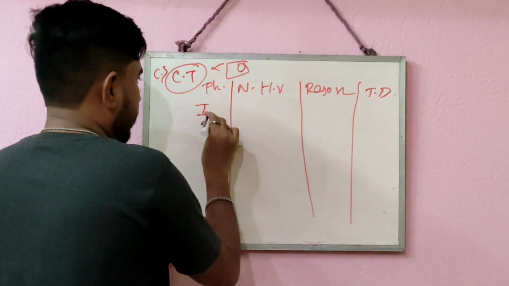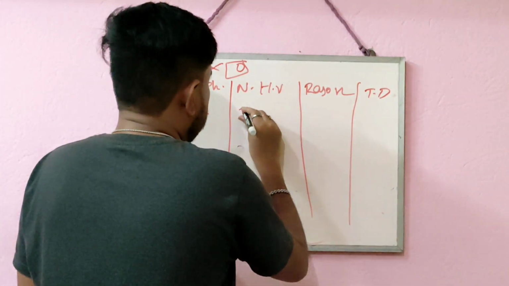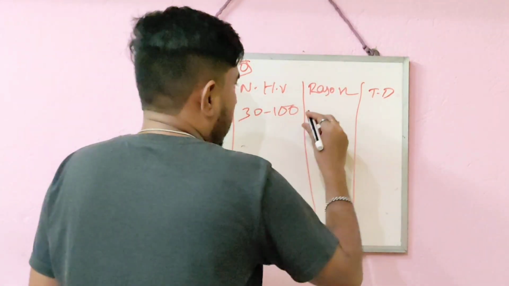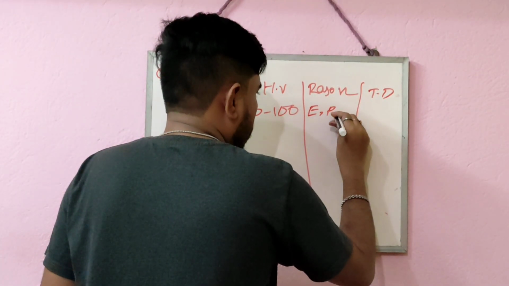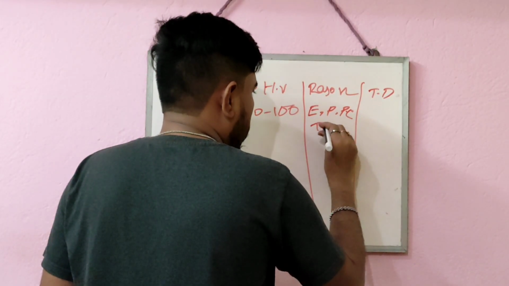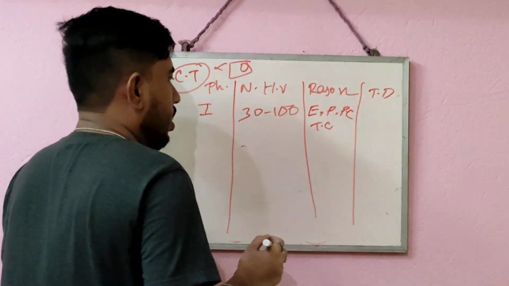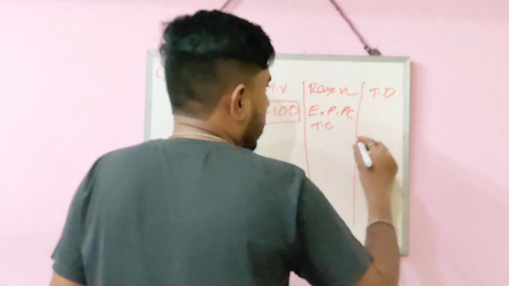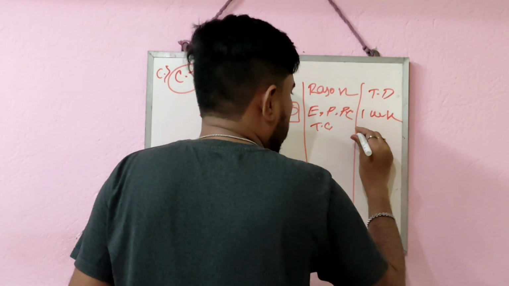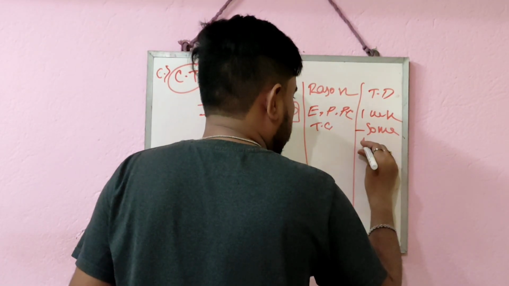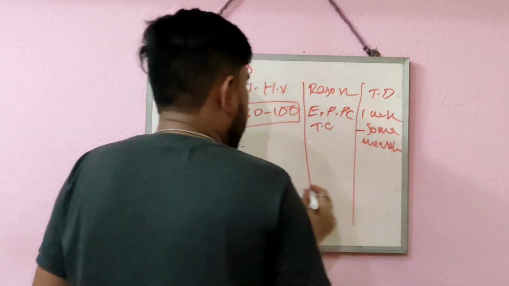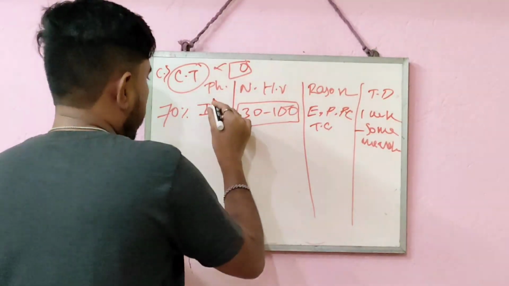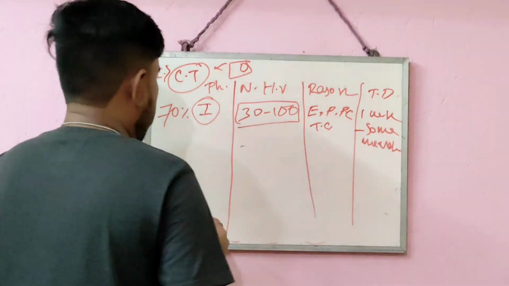So first one is phase 1. In phase 1, generally 30 to 100 human volunteers are taken to test the efficacy, potency, pharmacology and toxicology of that drug in those volunteers, and the number is 30 to 100, and it generally takes 1 week to some months. And most of the drugs, almost 70% of compounds, pass the phase 1 clinical trial step.